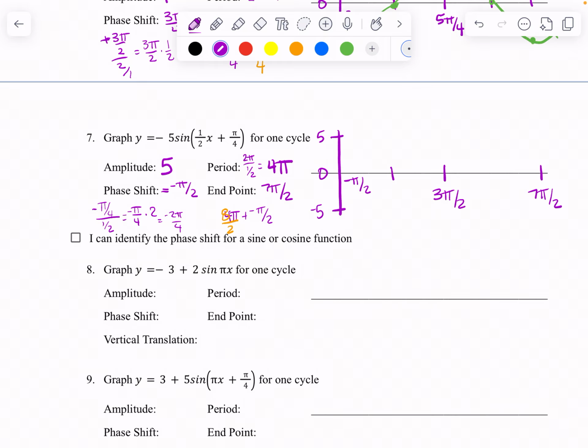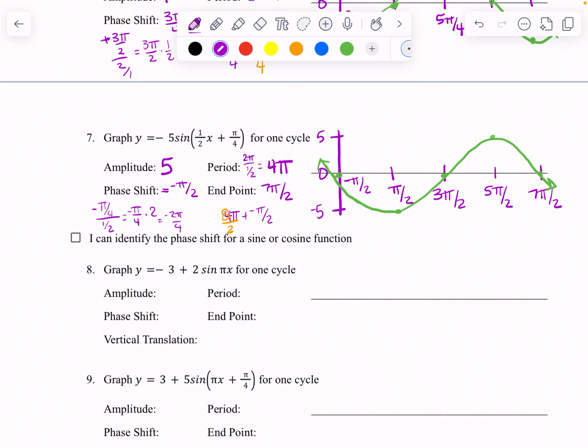Negative 1 plus 3 is 2. Cut that in half, 2 is 1 pi over 2. 3 plus 7 is 10. Cut 10 in half is 5 pi over 2. Okay, now it has a negative sign. So 0, now I'm going to go down. 0, up, 0. So again, anytime there's a negative out front, make sure you graph it reflected across the x-axis.